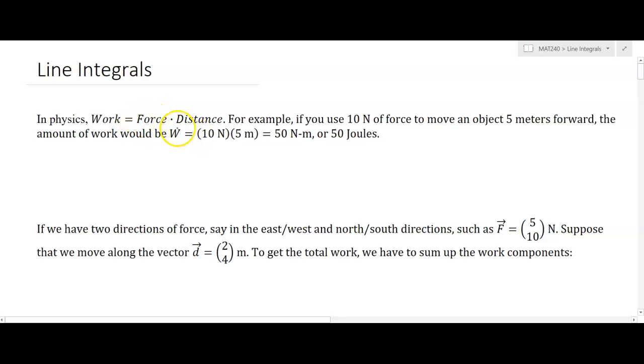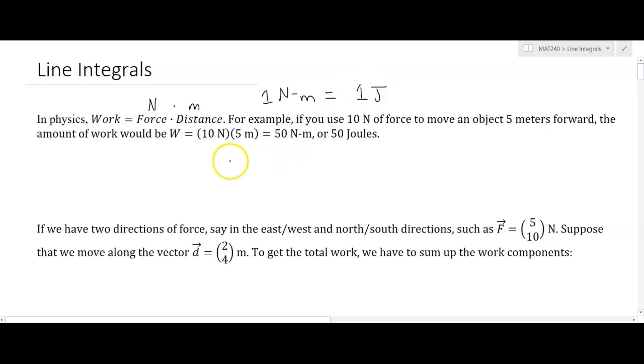It's the product of force and distance. Now, force is usually measured in something like newtons. And distance is usually measured in something like meters. So when we multiply the two together, we get units called Newton meters, often written as N-M. 1 Newton meter is equal to what we call 1 joule. And 1 joule is just a form of energy.